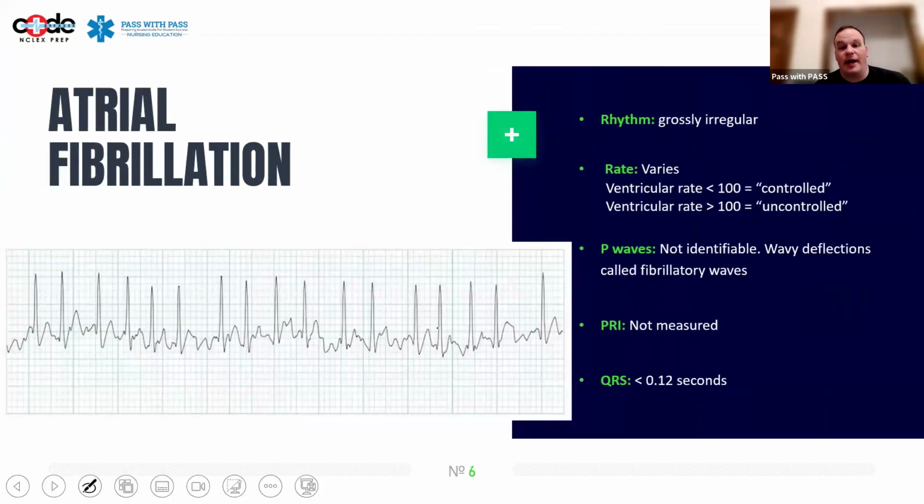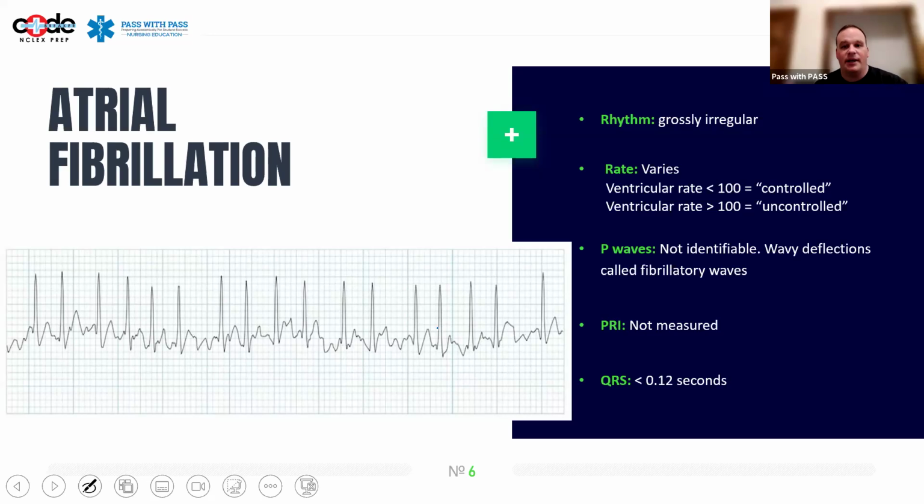So now let's talk about AFib. And I'm not necessarily going to talk about controlled AFib. And what I mean by that is AFib with a normal or, quote unquote, slower ventricular rate of like less than 100. But since we're talking about tachycardic rhythms, I'm going to talk about AFib with RVR, or a rapid ventricular response. Okay. You can also hear that called uncontrolled AFib.